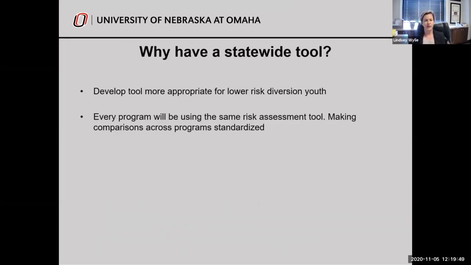So why have a statewide tool? I kind of alluded to this a little bit. But one of the ideas is to develop a tool that's more appropriate for the kids in our state to be able to account for things like race and gender. And then the other thing is that we do have this statewide juvenile case management system where we're able to evaluate different diversion practices to see what's most effective and share it with everybody. And by everyone using the same risk assessment tool, just from a research perspective, which is, of course, the cap that I think about, it makes comparisons across programs more standardized than programs using different tools.